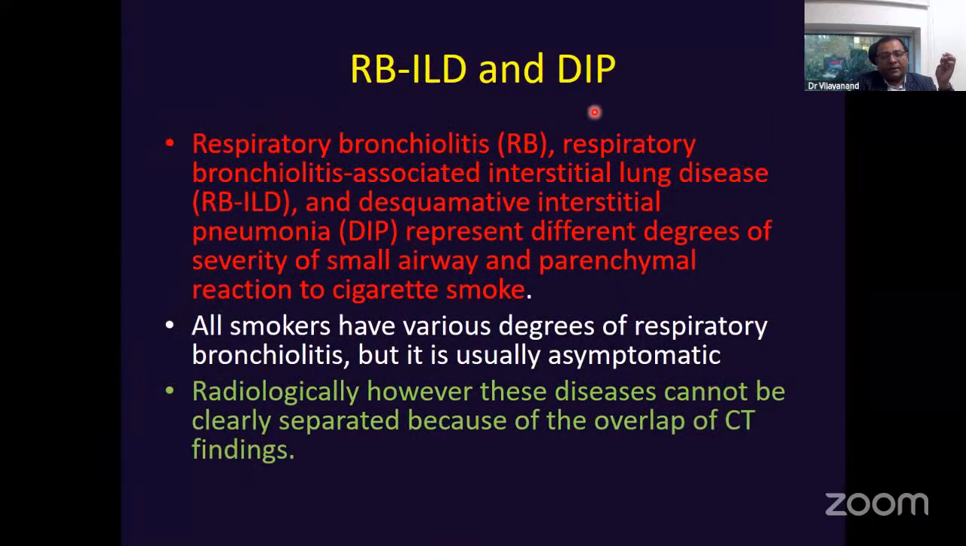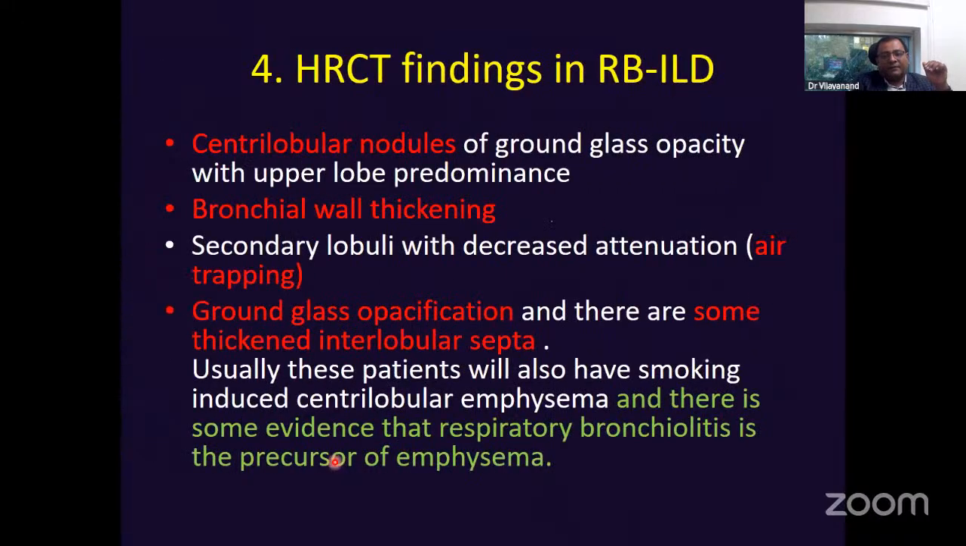Coming to RB-ILD and DIP, respiratory bronchiolitis, respiratory bronchiolitis associated interstitial lung disease, and DIP, they represent different degrees of severity of the small airway disease because of cigarette smoking. All smokers have various degrees of bronchiolitis, but usually it's asymptomatic. Radiologically, however, these diseases cannot be clearly separated because of the overlap of CT findings. We have certain HRCT findings which will help us to diagnose, along with the history.